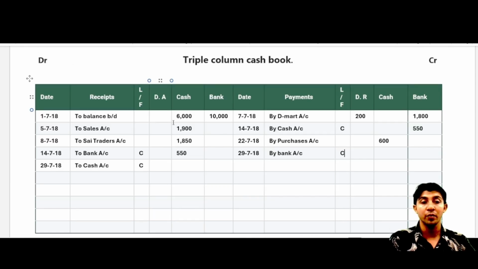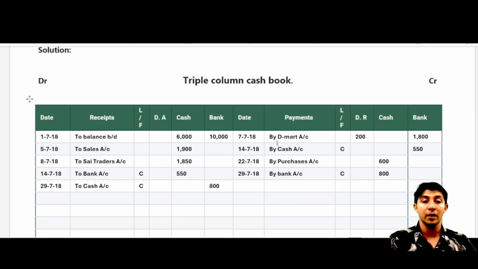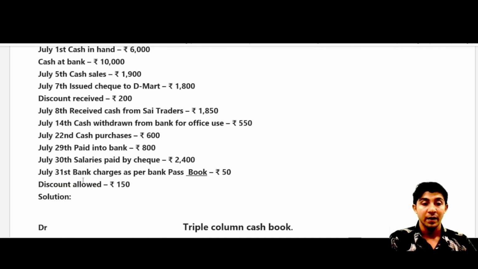The amount is 800. So on the debit side we can observe cash. So here we need to write in the bank column 800. And on the credit side we can observe bank. So here we need to write in the cash column 800. Now let us move towards the next transaction, that is on 30 July, salaries paid by check.